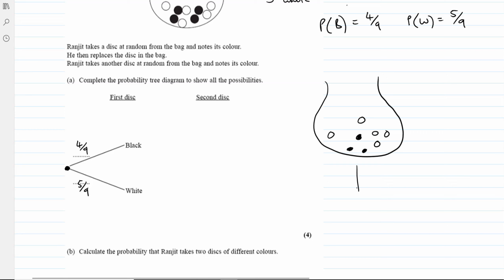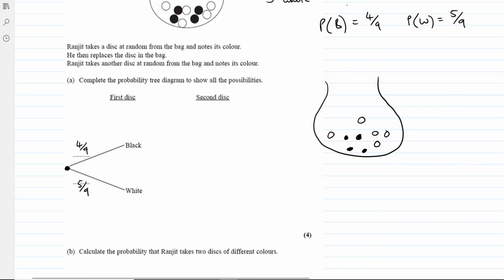Because now there are only 8 discs in total. There's still 5 white, but there's now only 3 black if I leave it out. So you have to read the question very carefully as to whether they put it back in or whether they leave it out. And in this case, it's probably a little bit easier because he is replacing the disc in the bag. So this sentence here, he replaces the disc in the bag. So every time I take a disc out, all the probabilities go back to where they started. Nothing will change because all the discs are exactly the same as originally.